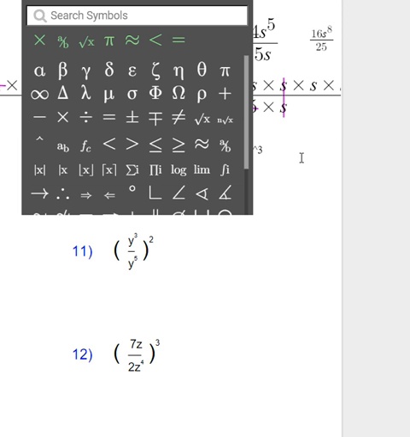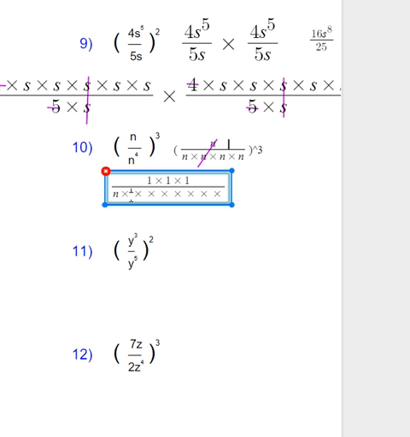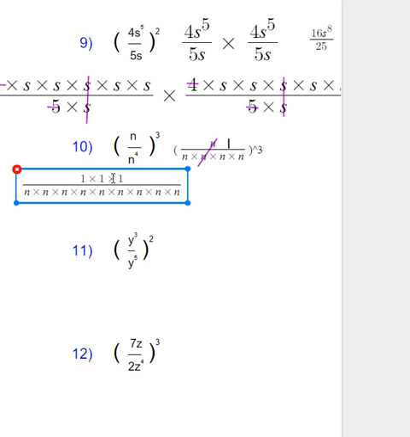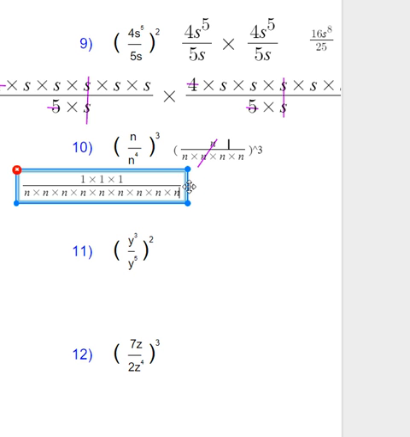times n times n, and so on, because I'm going to put n's in between here. There's 3 from the first repeat of this. Then I need 3 more for the second round, and 3 more for the third. So there we go. I have 1 times 1 times 1 over 9 n's multiplied together.